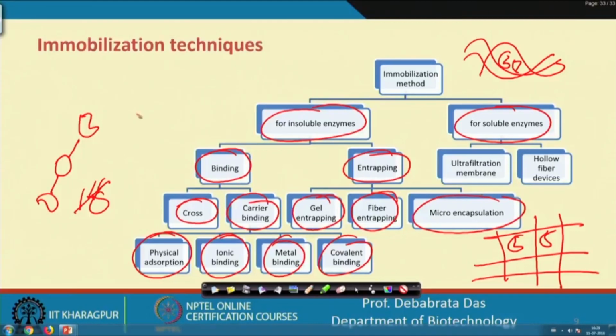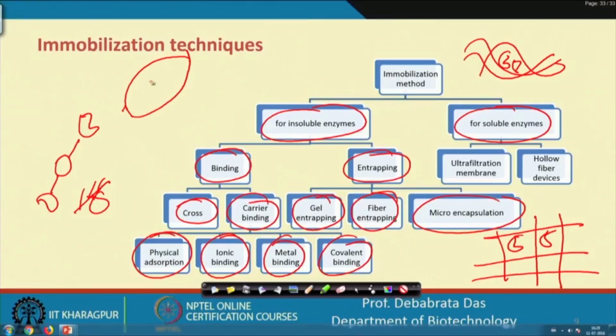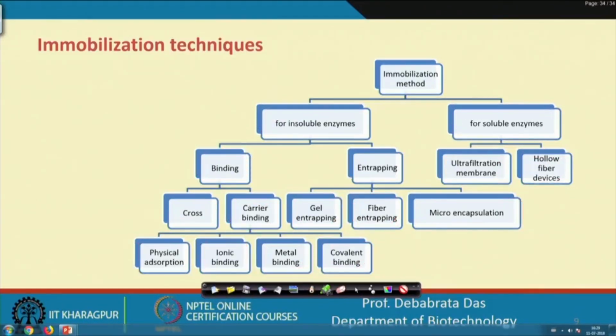And microencapsulation, I was talking about a capsule. In day-to-day life, if we have some health problem, we use the capsule, and inside the capsule we put the medicine. Similarly, this membrane, inside this we put the enzyme like this. This is called encapsulation. Now, in case of soluble enzymes, two techniques we use. One is called ultrafiltration, which depends on the pore size of the carrier, and the other is hollow fiber devices. These are the different immobilization techniques that we use.